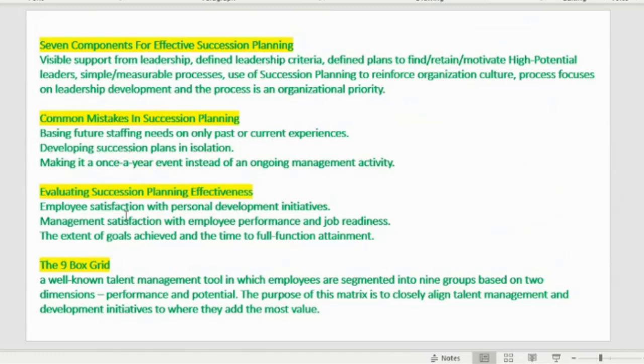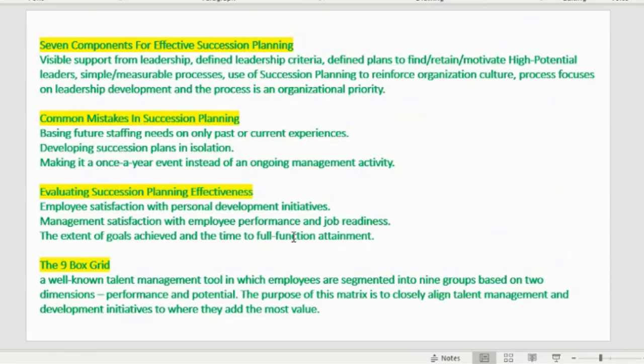Now, here you have evaluating succession planning effectiveness. And one way is employee satisfaction with personal development initiatives, management satisfaction with employee performance and job readiness, the extent of goals achieved, and the time to full function attainment of those employees that were in that pipeline.